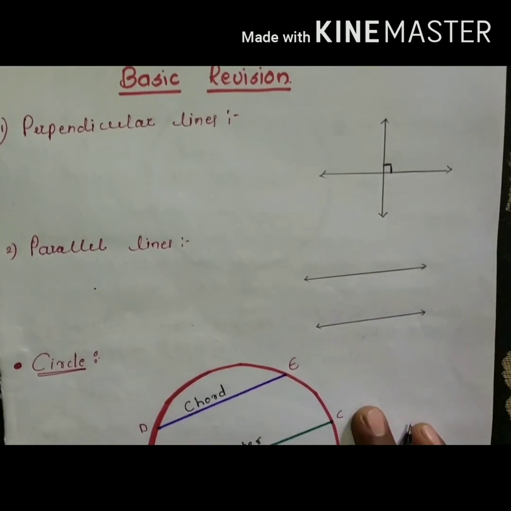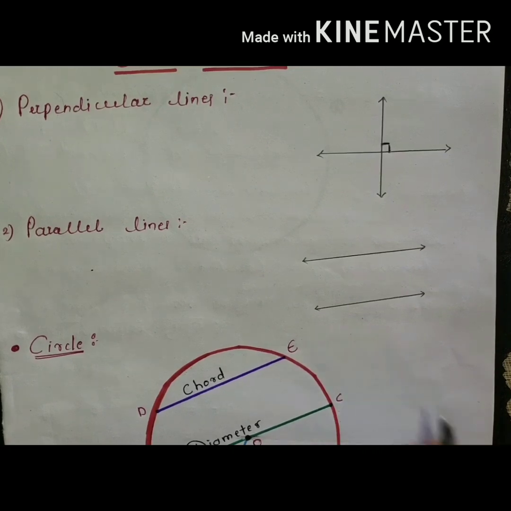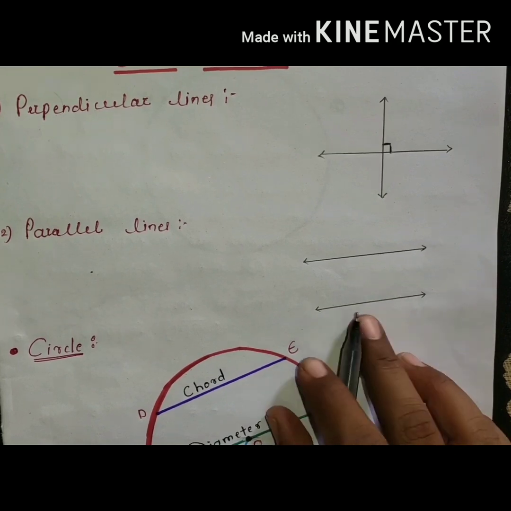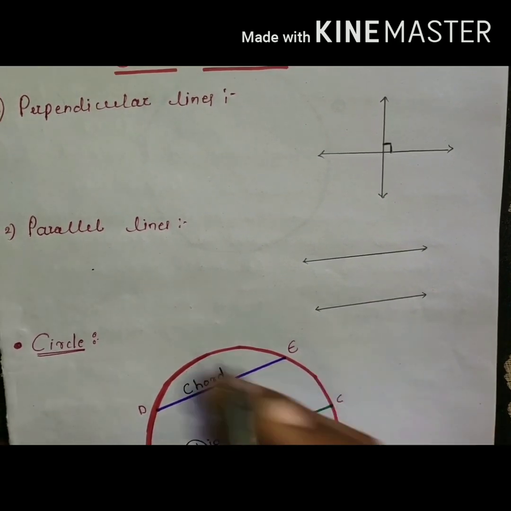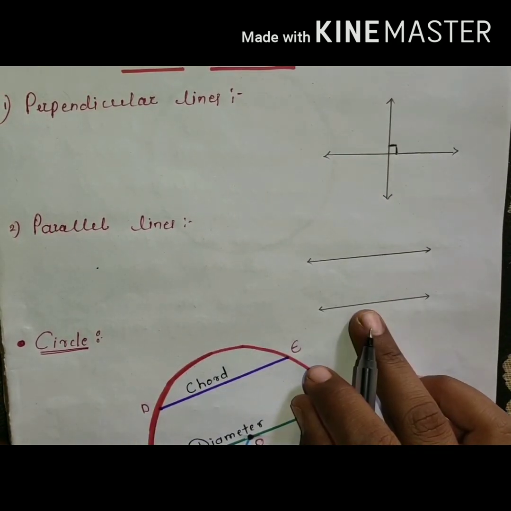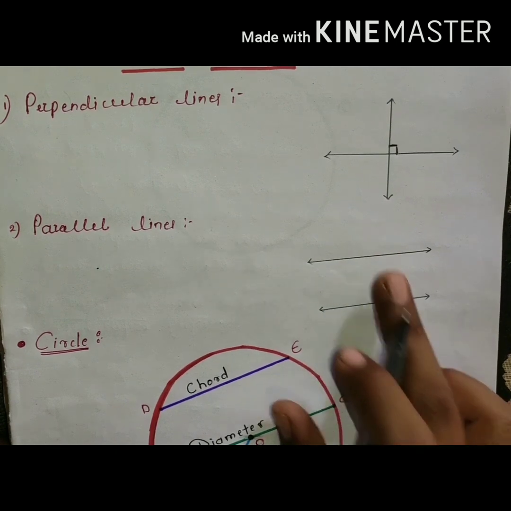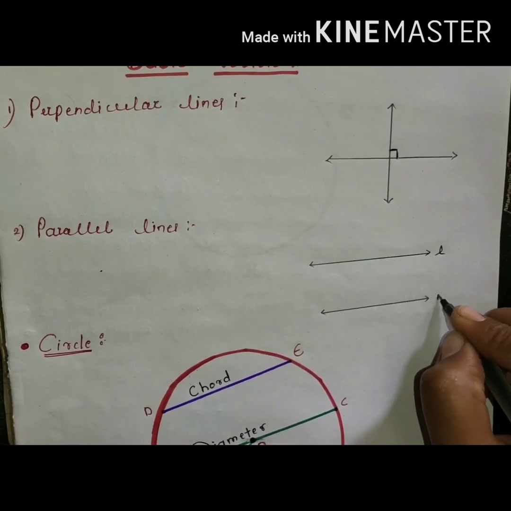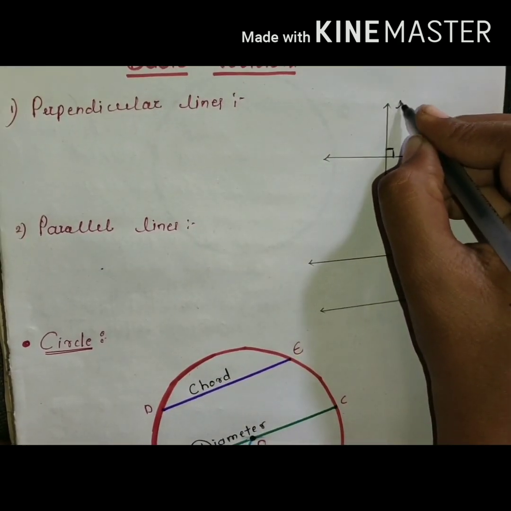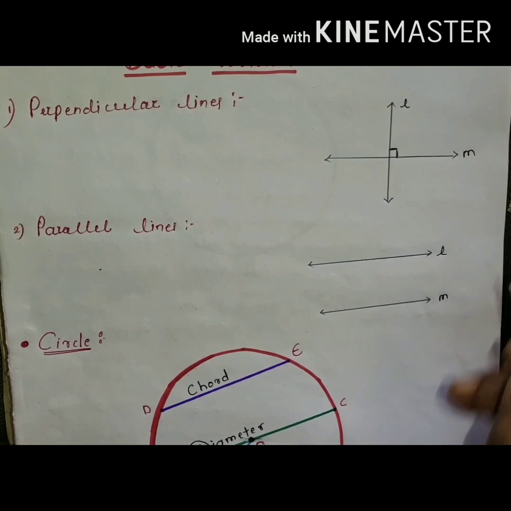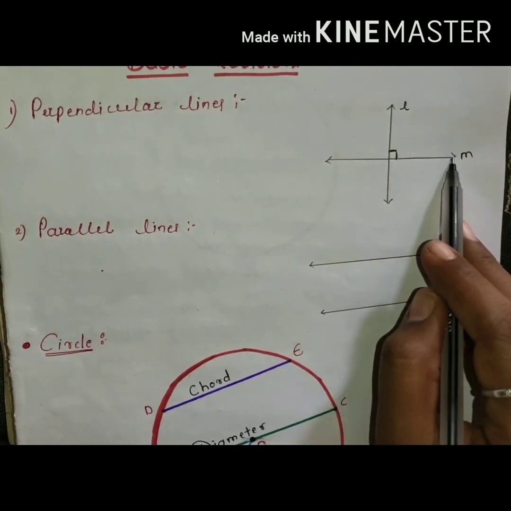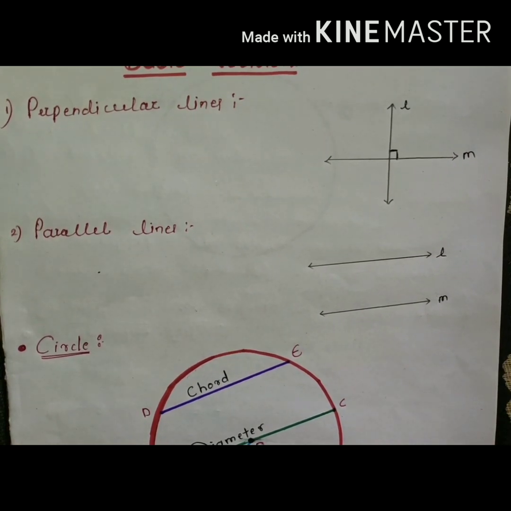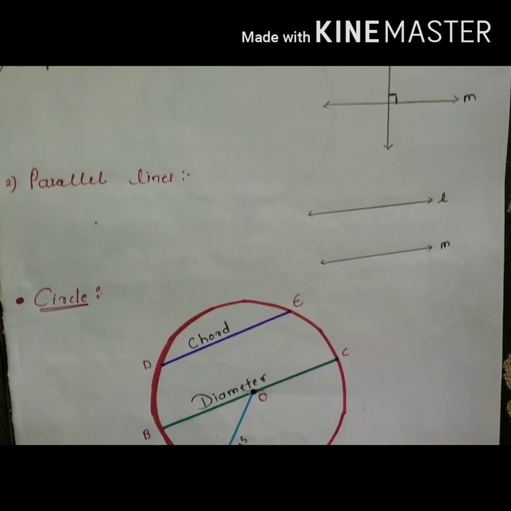Second one is parallel lines. What is meant by parallel lines? The lines which do not intersect each other are called parallel lines. These are two parallel lines. If I name them, this is line L, this is line M. Line L is perpendicular to line M, line L is parallel to line M. Okay, now next one is circle.